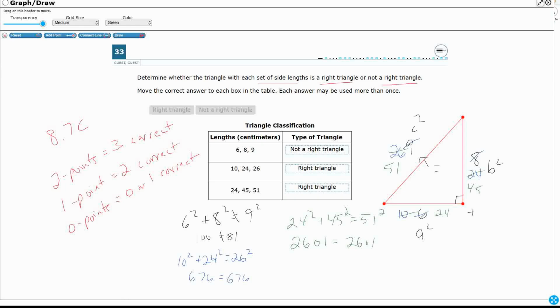So how did we do on this? Well, we had 46% get 2 points. We had 20% get 1 point. We don't know which one that they kind of messed up. My guess is maybe a student just picked right triangle for all 3, and they would have gotten 2 out of 3 correct, but we don't know.